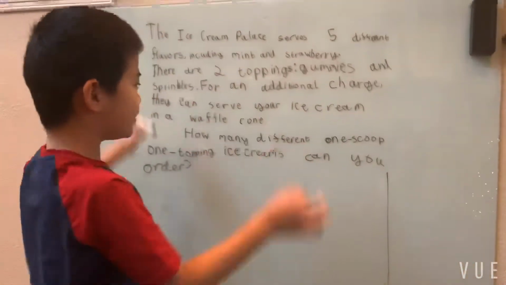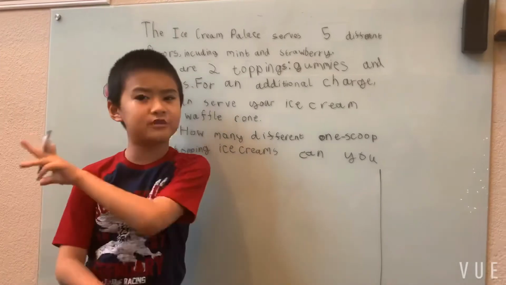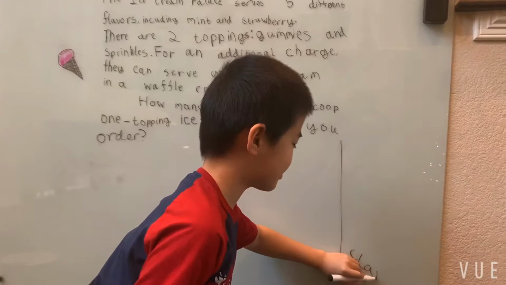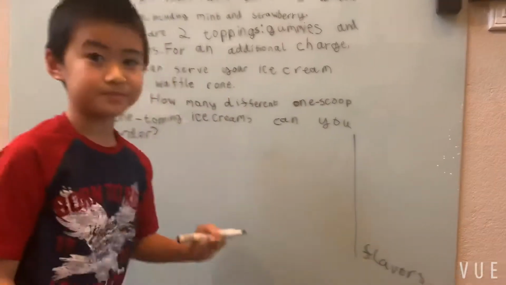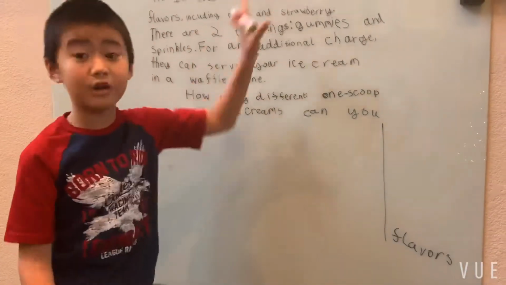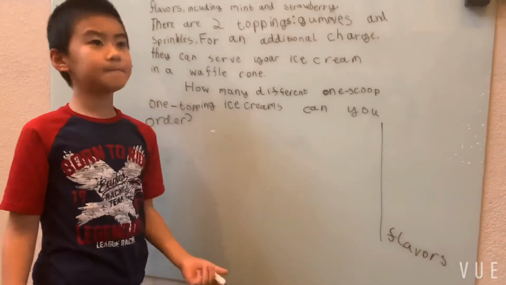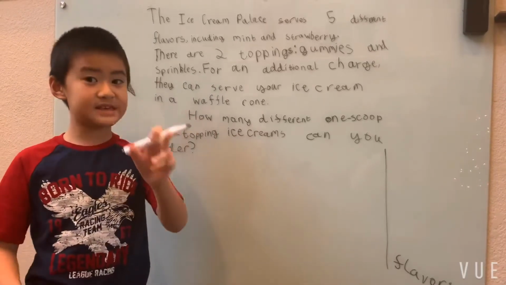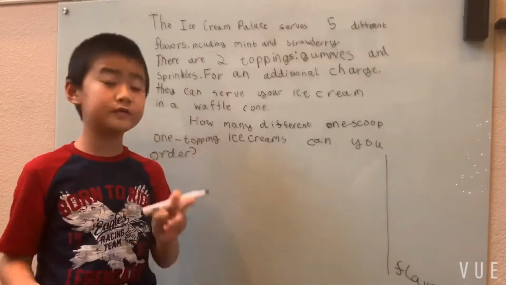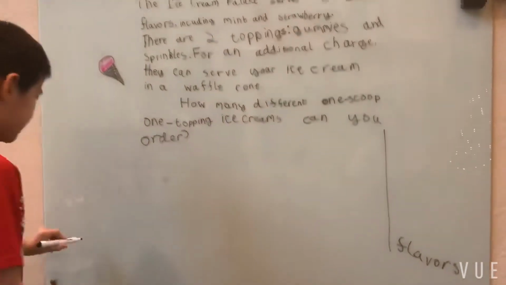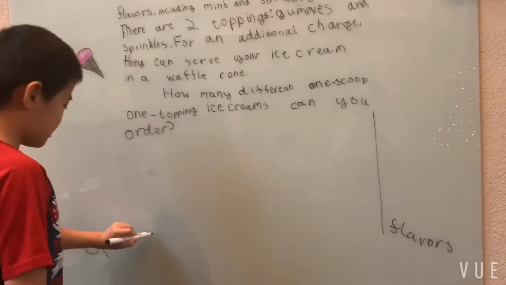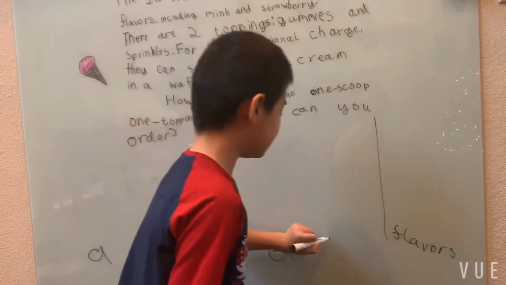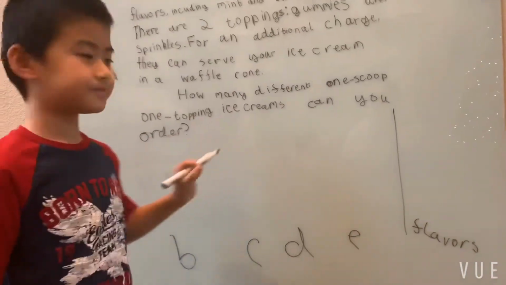So, to order my ice cream, I'm first going to have to decide my flavors. I'm gonna write down flavors here on the side. I know there's 5 different flavors, but I don't think we need to write them all down. We'll just use A, B, C, D, and finally E to represent all the flavors.